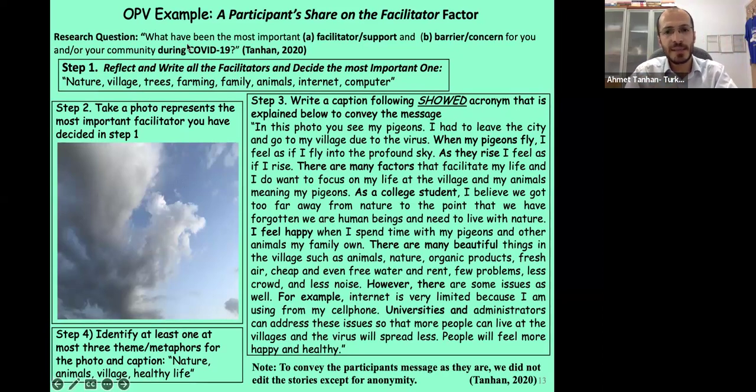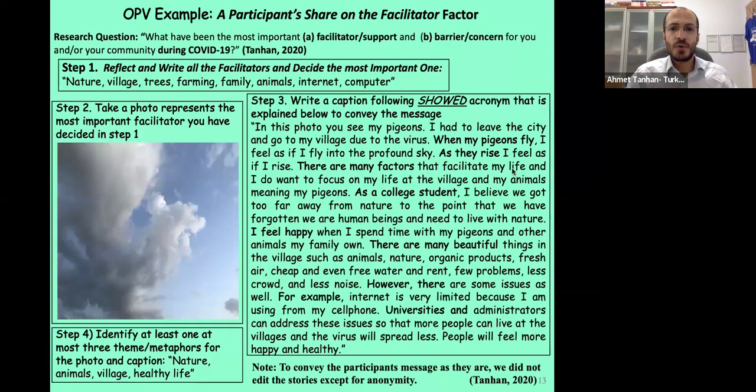So we can see from here, for example, in step 4, the heart of the story is nature, animals, village, healthy life. See, he's not talking about computer, internet. He says the heart of my facilitator during COVID-19 is nature, animals, village, and a healthy life. And you can read his story from here. Let me read this one as well.